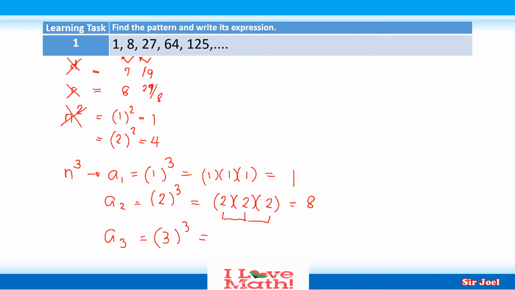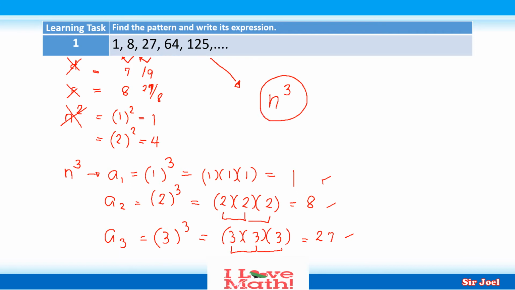Okay? So, ibig sabihin kung 3 cube ay di 3 times 3 times 3. 3 times 3 is 9. Times 3 is 27. So, meron tayong 1 sa unang term, tama? 8 sa pangalawang term, tama? 27 sa pangatlong term, tama? So, ibig sabihin, na-satisfy natin yung first 3 terms, so umaayon sa ating hinahanap. So, ang sagot natin dito ay n to the third power. And this is our answer.